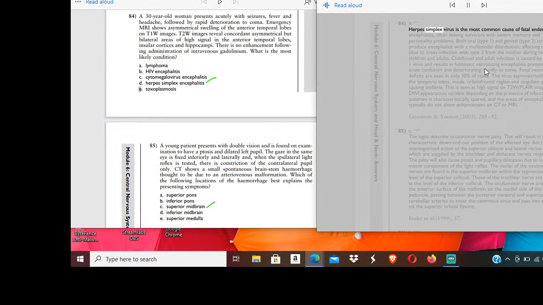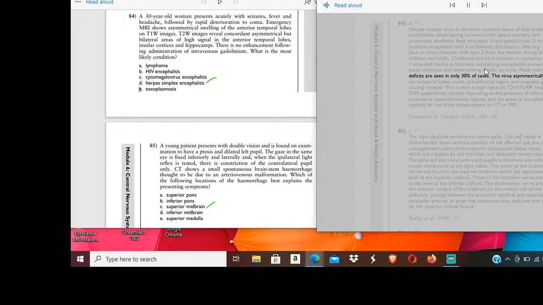84D. Herpes simplex virus is the most common cause of fatal endemic encephalitis, often leaving survivors with severe memory and personality problems. Both oral, type 1, and genital, type 2, strains may produce encephalitis with a multimodal distribution, affecting neonates, due to cross-infection with type 2 from the mother during birth, children and adults. Childhood and adult infection is caused by the type 1 virus and results in fulminant necrotizing encephalitis presenting with acute confusion and deteriorating rapidly to coma. Focal neurological deficits are seen in only 30% of cases.